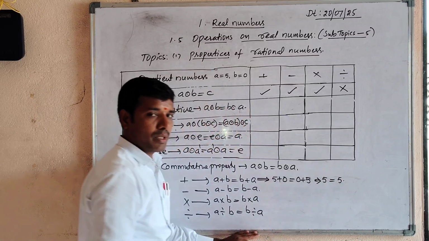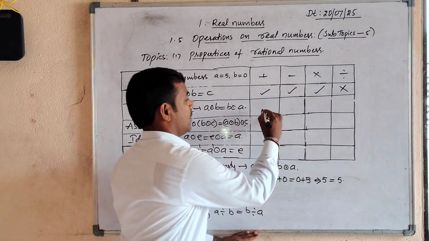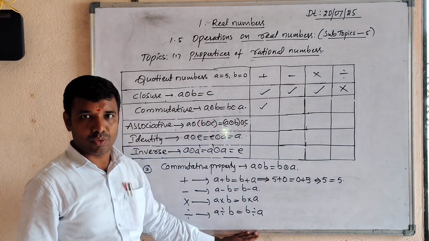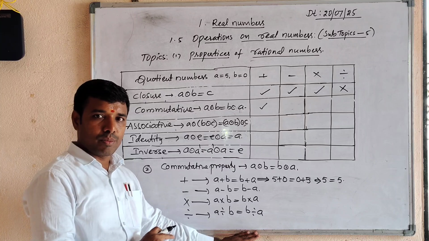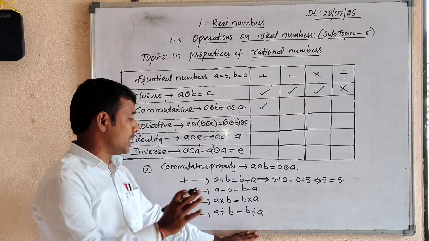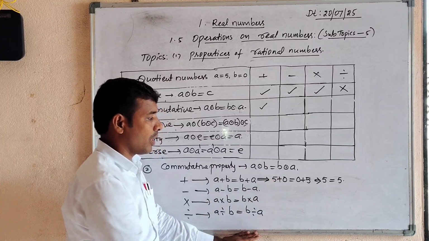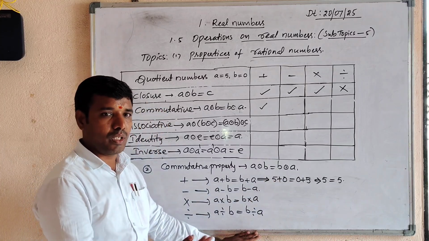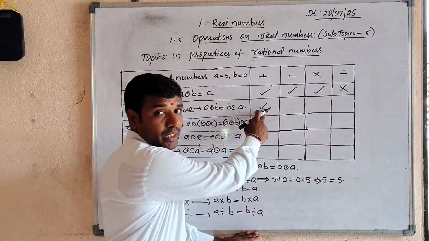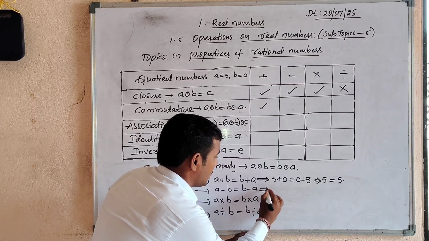Both become the same, so here we put the right symbol. I think you understood now. The left side answer must be equal to the right side; that is the main logic of the commutative property. We got left answer 5, right answer 5, so there is a right symbol. Now let us go with the next concept.